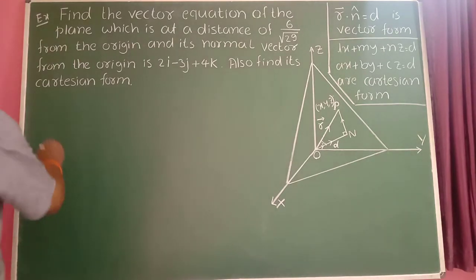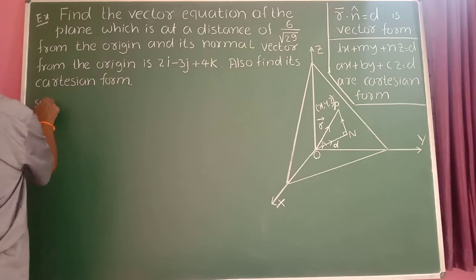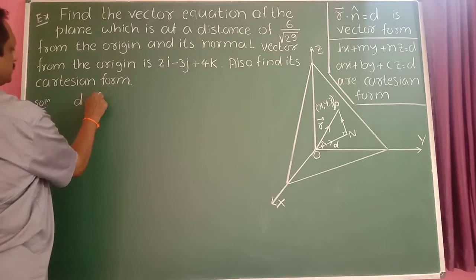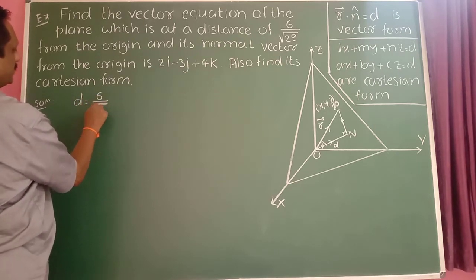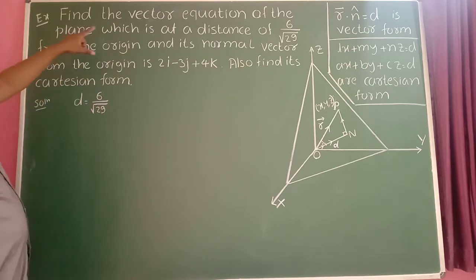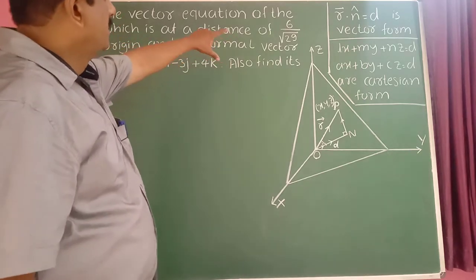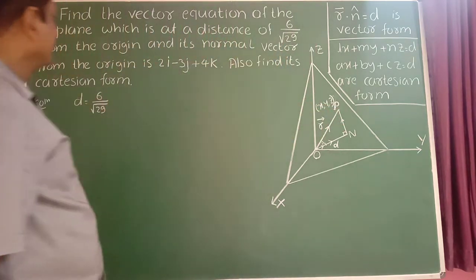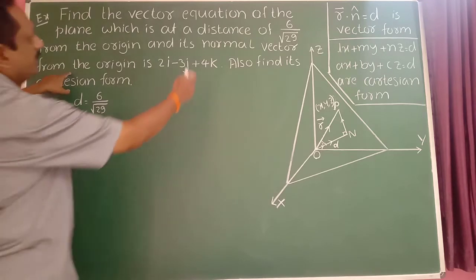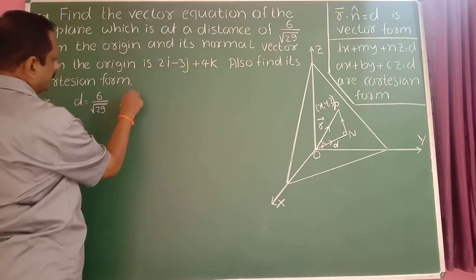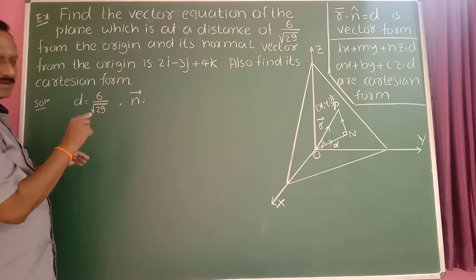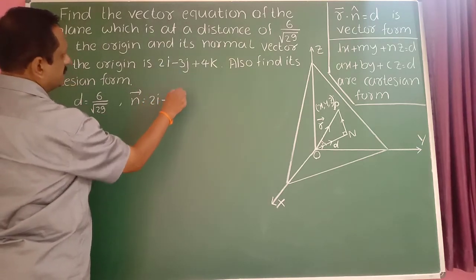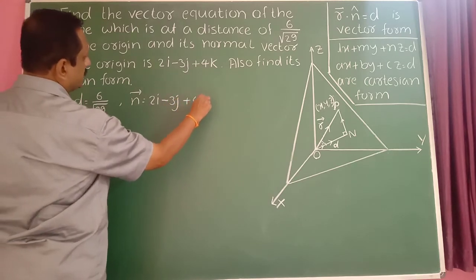So in this case, they have given the distance d. Here distance d is equal to 6 divided by root of 29. They have given the distance of 6 by root 29 from the origin, which means d is equal to this. And they have also given the normal vector, n bar. It is not n cap, it is n bar. n bar is equal to 2i minus 3j plus 4k.